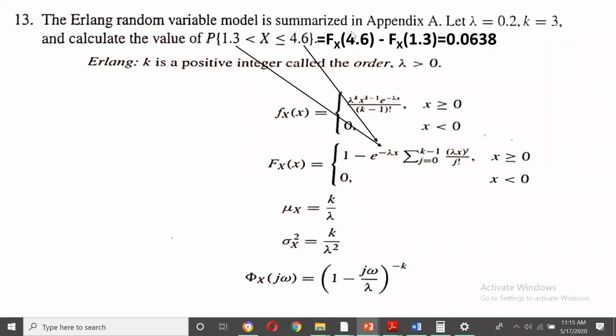Okay, for both 4.6 as well as 1.3, both are positive here. So therefore, you need to consider this formula only. If one is negative, then for that it will be 0, right? If it's given minus 1.3, for that it will be 0. So you need not bother. Only you need to find for this. But here both are positive, hence we need to use the same formula for that.